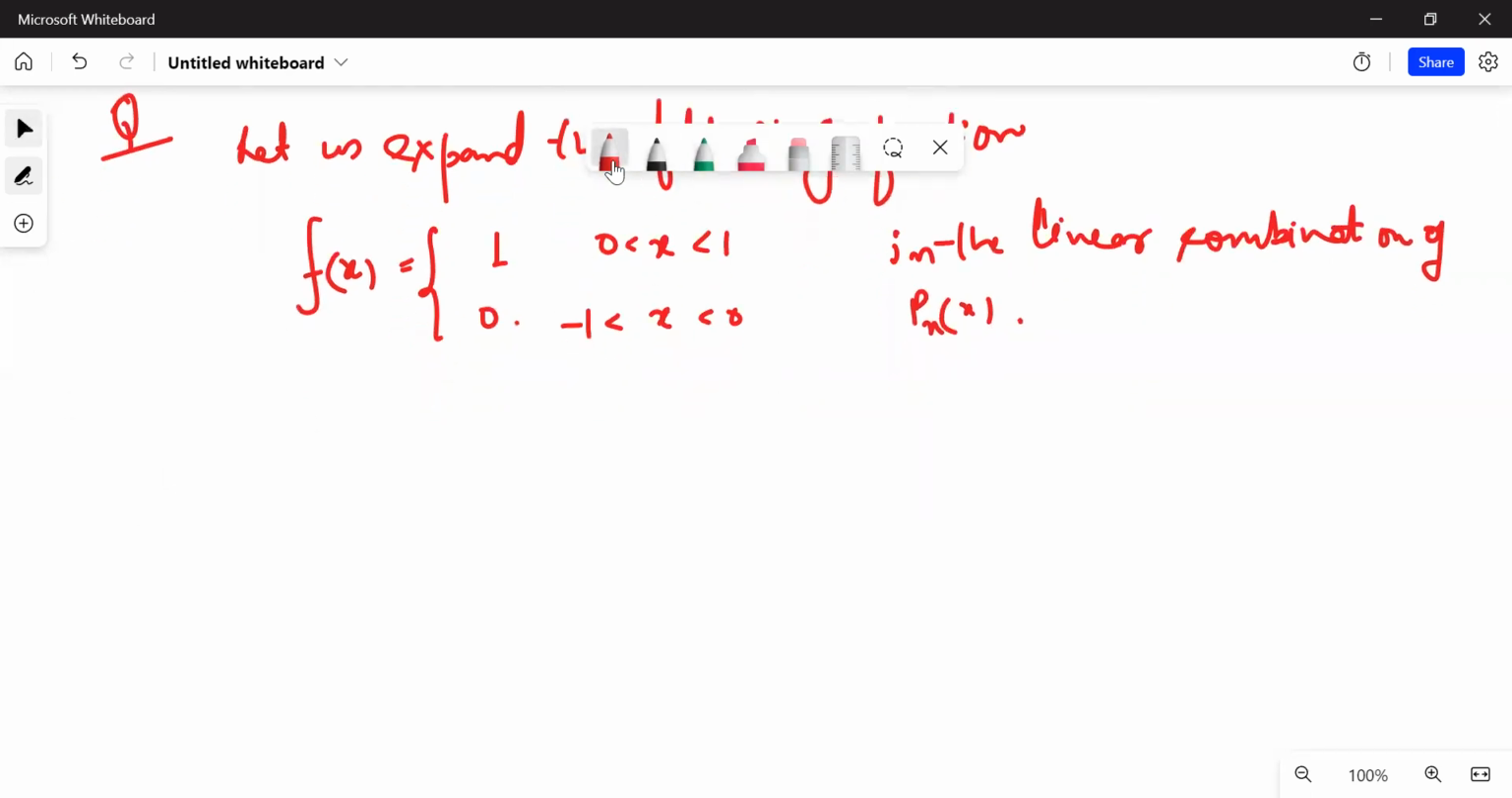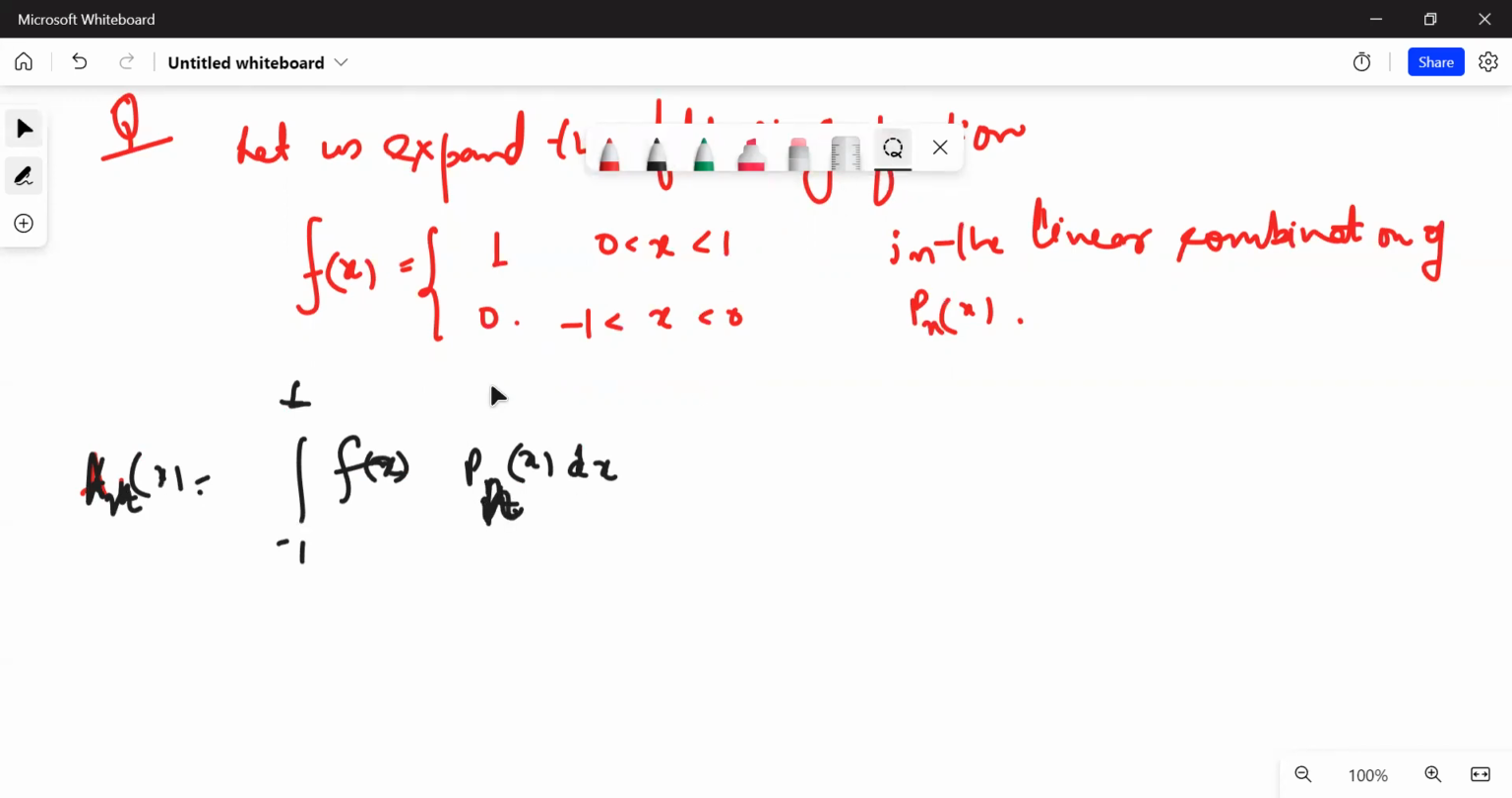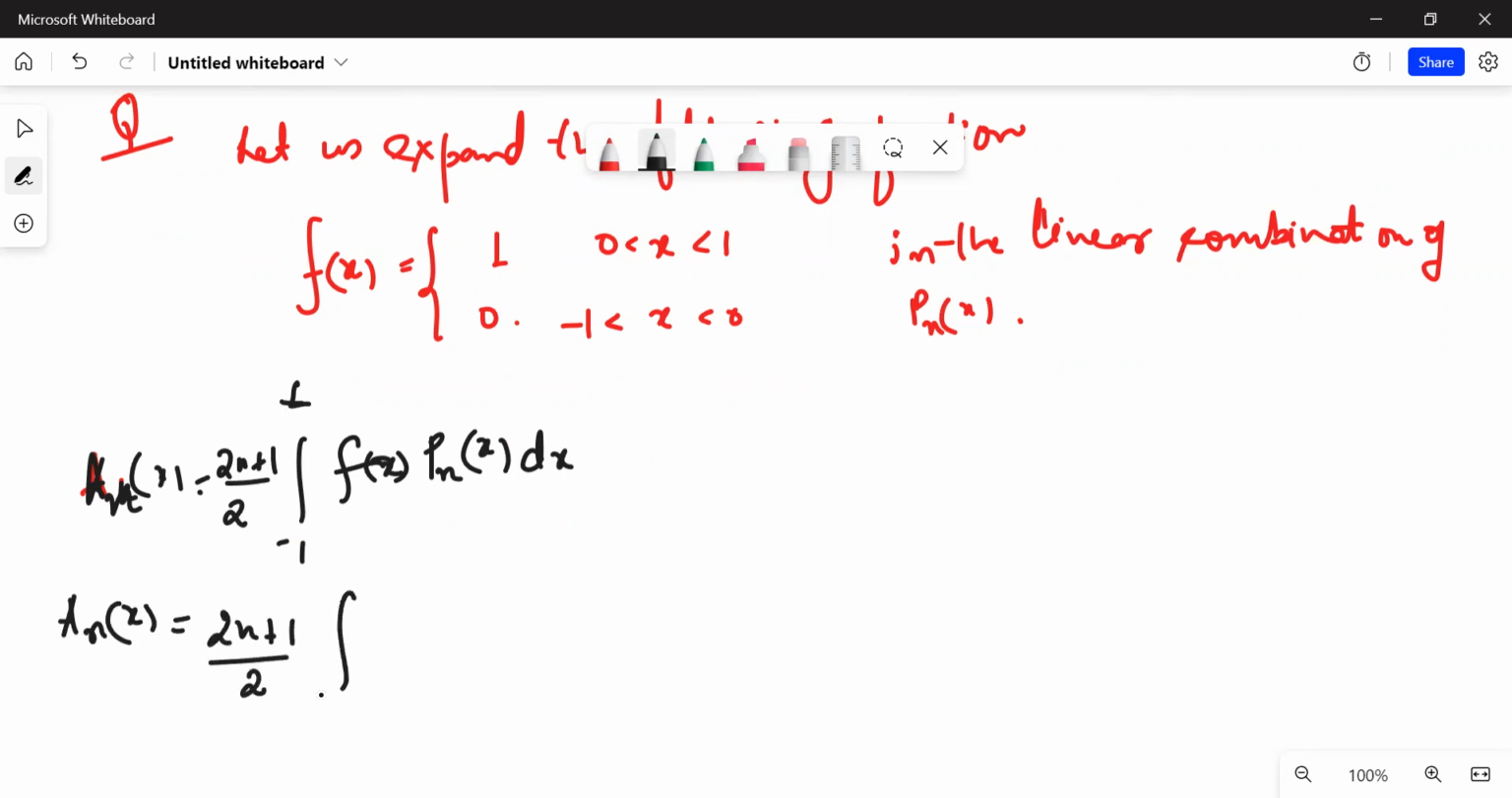So we already know that a_k can be written as the integral from -1 to +1 of f(x) P_k(x) dx, and there would be (2n plus 1) divided by 2. If this is n, I'll write n here so that confusion does not happen. So your a_n is simply equivalent to writing (2n plus 1) divided by 2, and from -1 to 0 it is 0. So it will be from 0 to 1 only, and it's simply P_n(x) dx. Is that clear?